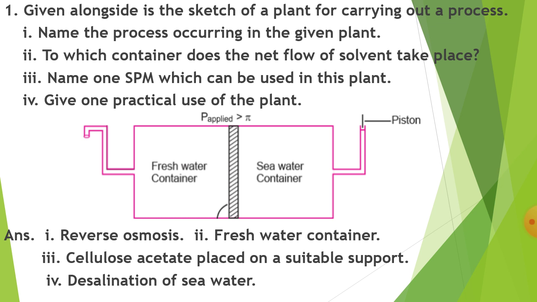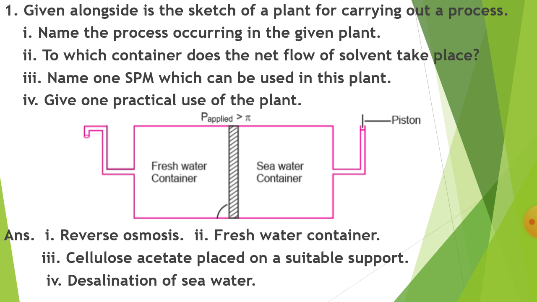Second, to which container does the net flow of solvent take place? Again see the diagram. There is one fresh water container and one sea water container. Here pressure more than the osmotic pressure is applied to the sea water. So that's why the solvent moves to the fresh water container. Hence the answer is the fresh water container.